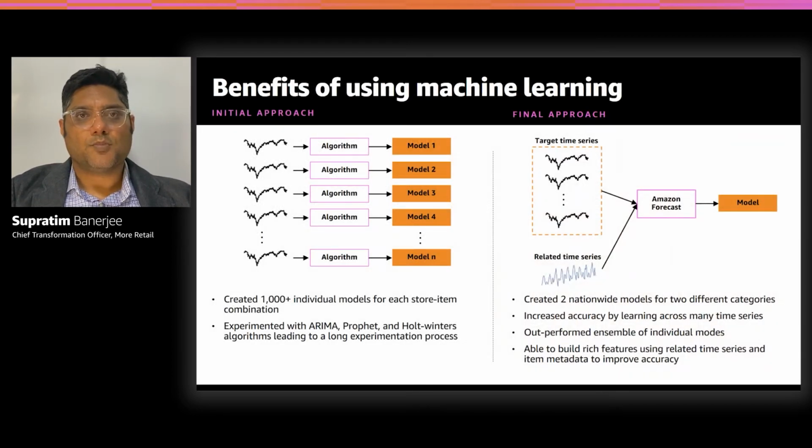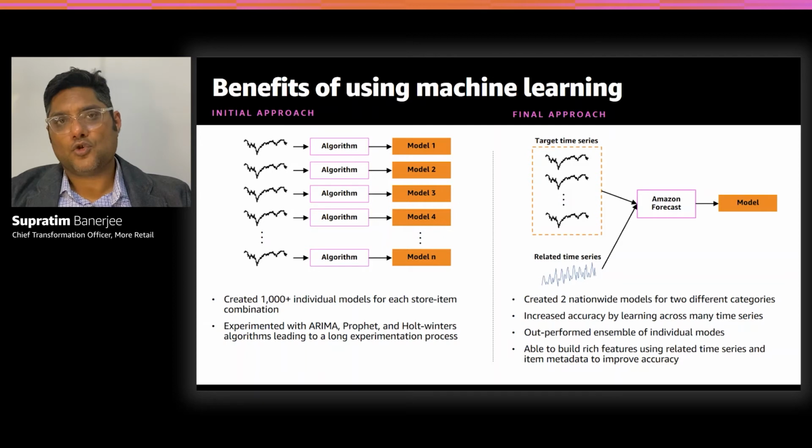To us, this was a problem that we went through a fairly interesting journey, right? And when we finally landed up exploring Amazon Forecast in detail, we realized the benefits of using a machine learning based approach to demand forecasting. On the left hand side, I've tried to articulate what we did as far as our initial approach was concerned. We took every store SKU combination and tried to build a model for each of them. As a result, we landed up having close to 1,000+ individual time series models.